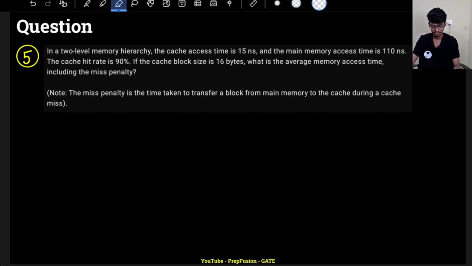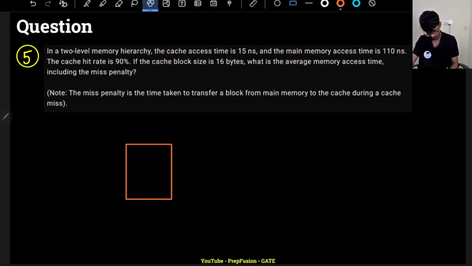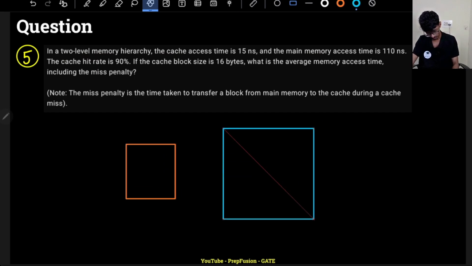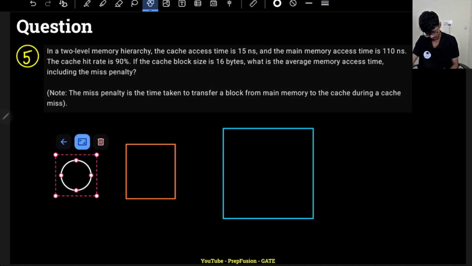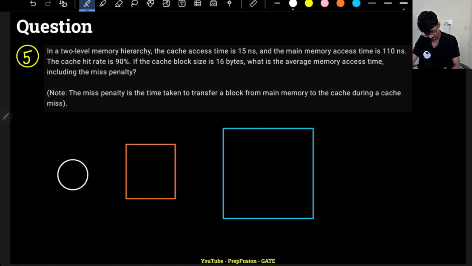So let's read this question again. There is a two level memory hierarchy. Two level memory hierarchy simply means I have a cache memory and main memory, that's it. So I will have a cache memory and I will have a main memory, and CPU is somewhere here. This is my CPU.